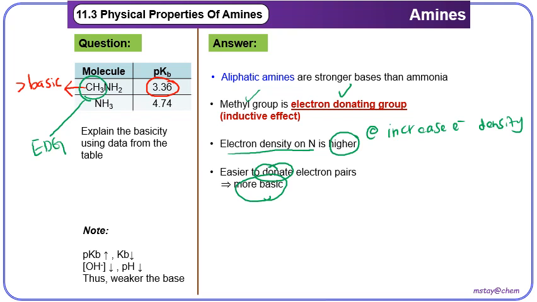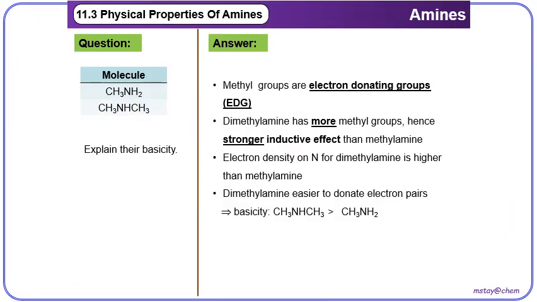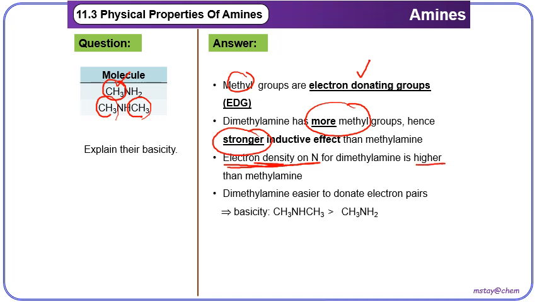I hope that when you look at these few slides, you already get the idea of the keywords that are important when we want to do the explanation. Another question: this methylamine consists of one electron donating group, while N-methylmethanamine consists of two alkyl groups. Again, they will mention that methyl is an electron donating group. So dimethylamine has more methyl groups, so it has a stronger inductive effect. Again, they will mention the electron density on the nitrogen is higher, and therefore dimethylamine is more basic compared to methylamine.